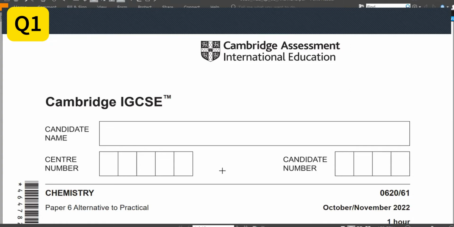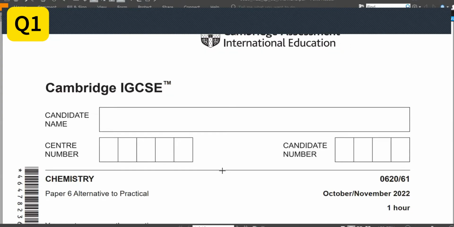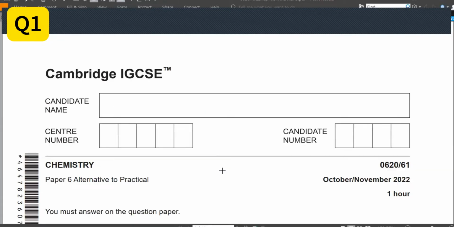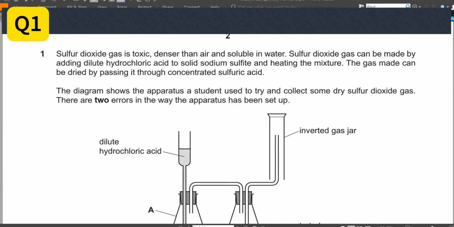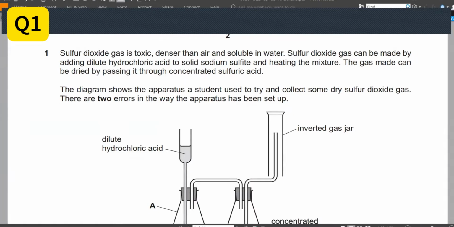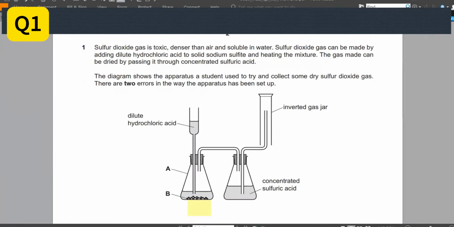Okay, so today we will look at one of the most recent chemistry papers, October-November 2022, paper 61. Okay, let's take a look. So for question 1, we have this experimental setup here.